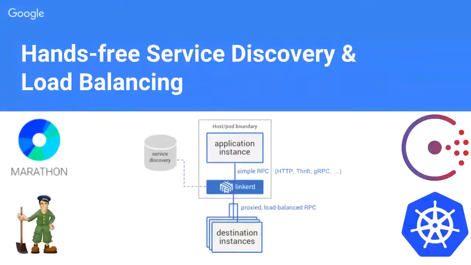So to go quickly through some of these topics, service discovery and load balancing is probably the key thing you're thinking about if you're going to look at Linkerd. You have some apps running. You don't want to build service discovery into your app. You don't know whether you're going to use Zookeeper or Consul. Maybe you're using both at the same time, because that happens for weird reasons.